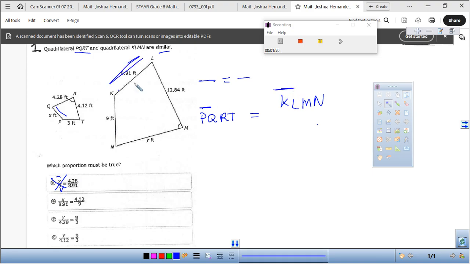KL, 8.91. And then this next one is going to be 4.12. RT. RT should go to what? MN. MN over here is Y. So it should be over Y. So again, wrong. It's not going to work. Just matching up stuff. This is super easy, guys.